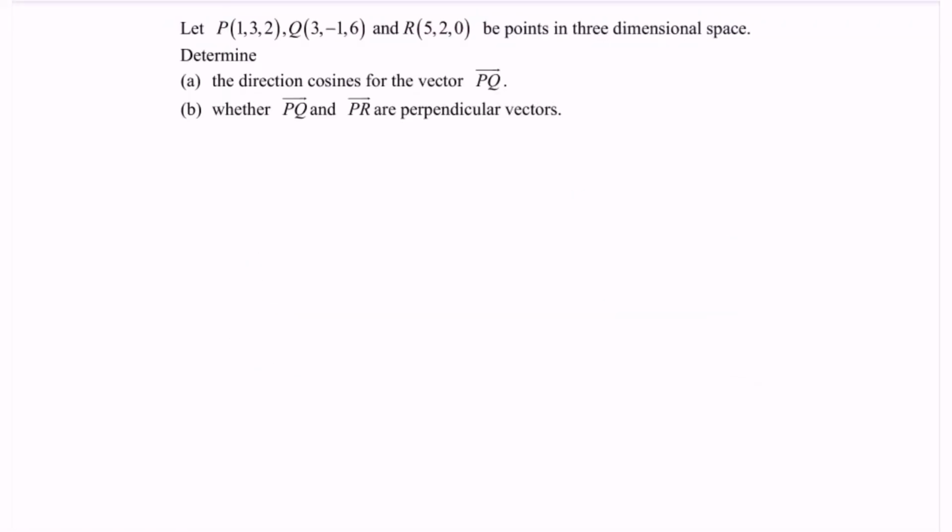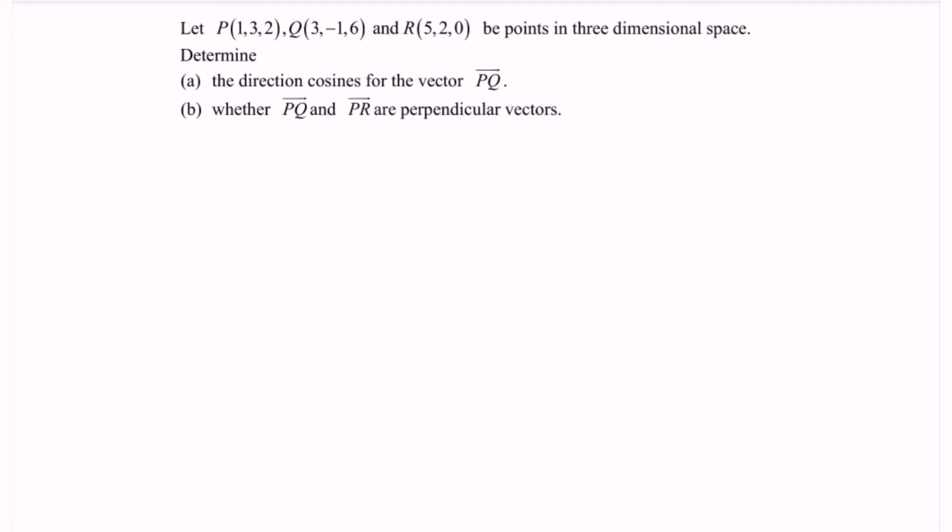Hello everyone, in this video I'm going to discuss the example for vector. So kindly refer to the question: let the point P with the coordinate 1, 3, 2, the coordinate for Q 3, -1, 6 and the coordinate for R 5, 2, 0 be the points in the three-dimensional space. Determine A, the direction cosine for the vector PQ.